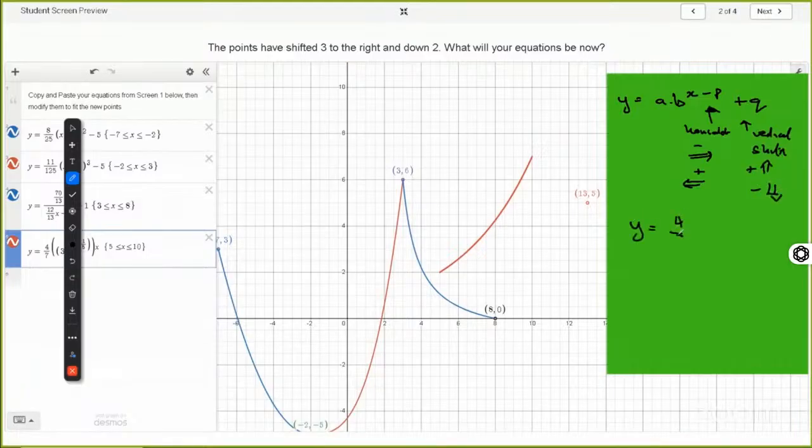My equation that I have is 4 over 7, if I just move this out of the way. Okay, from here, let's see if I can do that. Hold on.